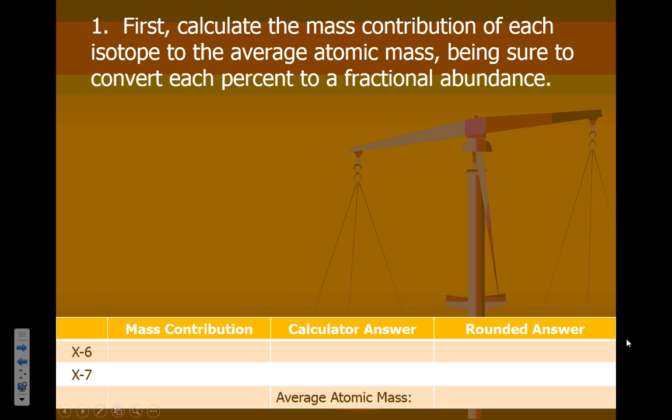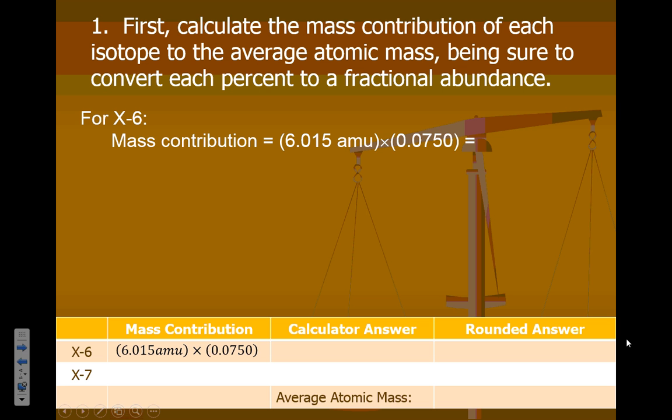So to set up the problem, we do the same thing. We find the mass contribution of the X6, so that would be percent as a decimal, so divide by 100. Get your calculator answer, and in this case, we've got 3 sig figs in 0.0750 and 4 sig figs for 6.015. We're going to round to 3, which means we're going to round at that one right there, and we end up with 0.451 AMU.